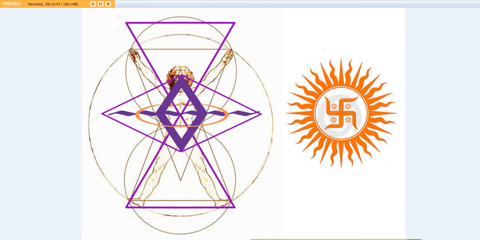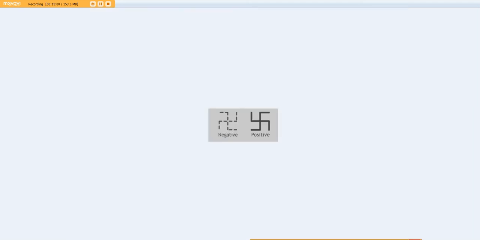So back to our Siegel field. Now this can spin left or right. I found this on the web showing that the left spin is negative and the right spin is positive. Now, this has to do with energy and not good and bad. You know, it's an energy thing.